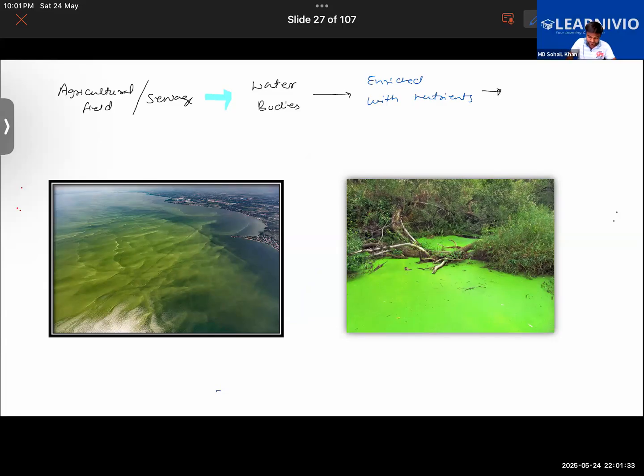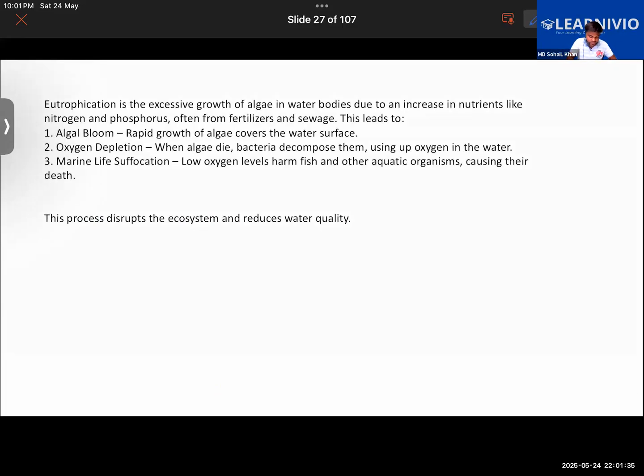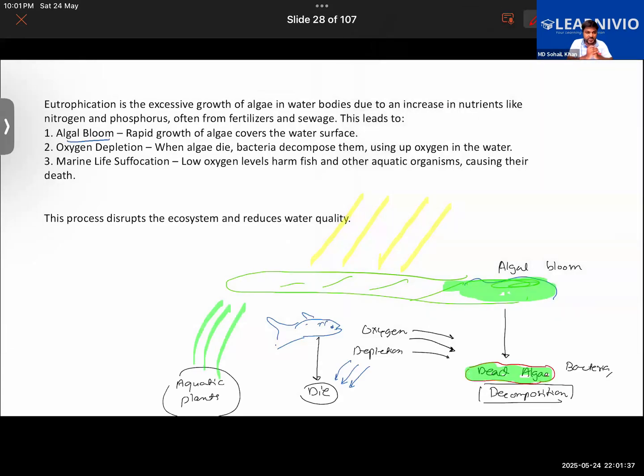So that is obviously okay. So all of this thing that has happened here, this entire process which we have learned, is basically called eutrophication. So what is eutrophication? Read about this, Abu Bakr. Read this quickly from here, till sewage.